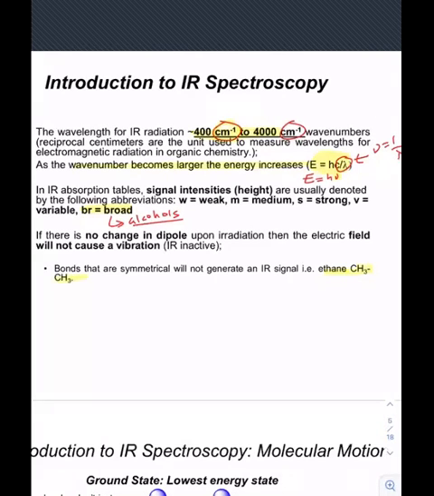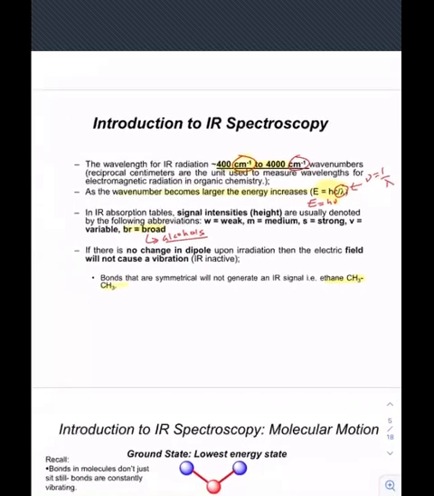You won't see a signal for that, because if it's symmetrical or if it doesn't have a dipole, then there's no signal associated with that particular functional group. All right. Any questions so far?